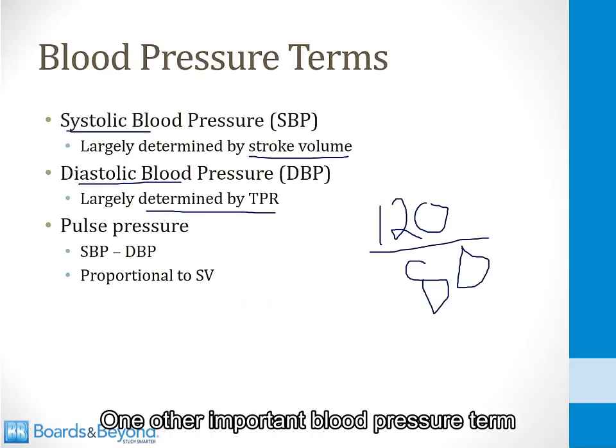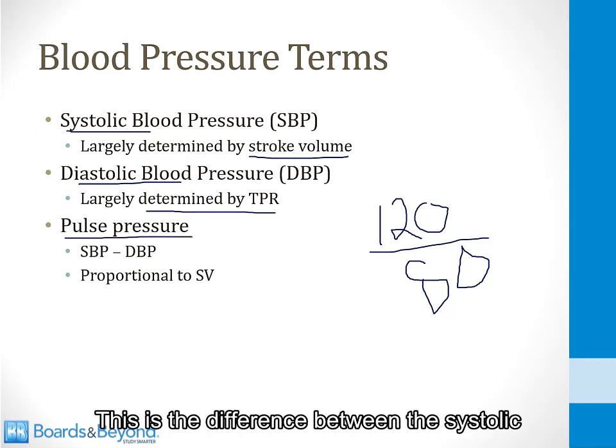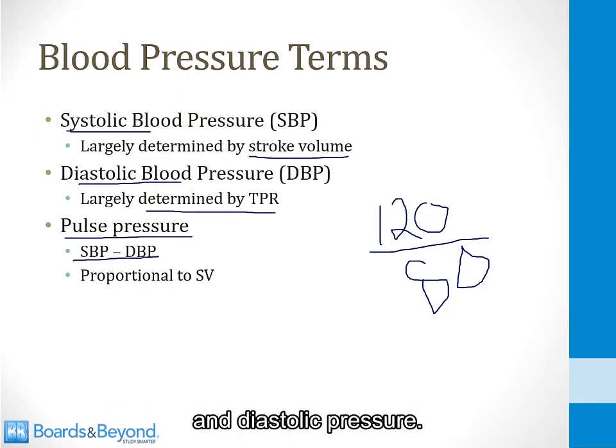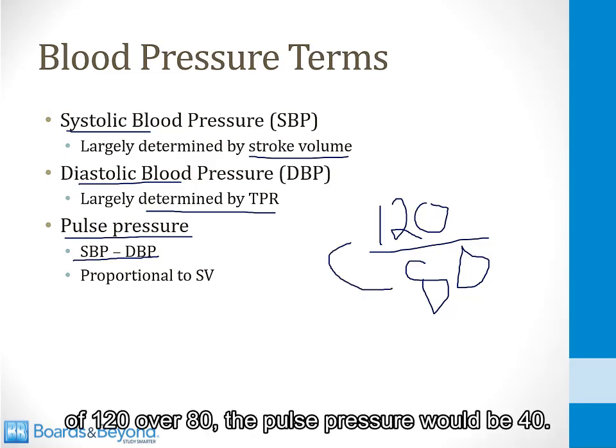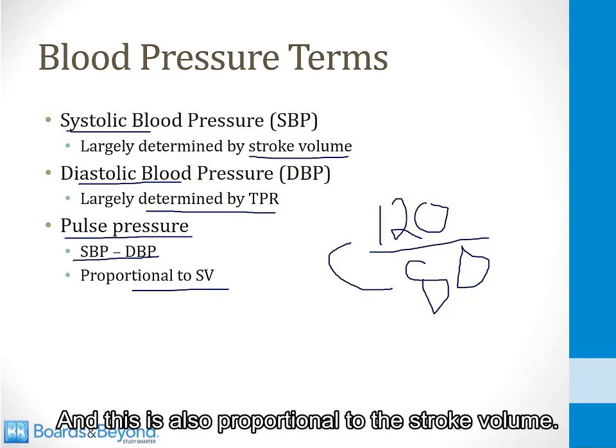One other important blood pressure term is the pulse pressure. This is the difference between the systolic and diastolic pressure. So for example, for a patient with a normal blood pressure of 120/80, the pulse pressure would be 40. And this is also proportional to the stroke volume.